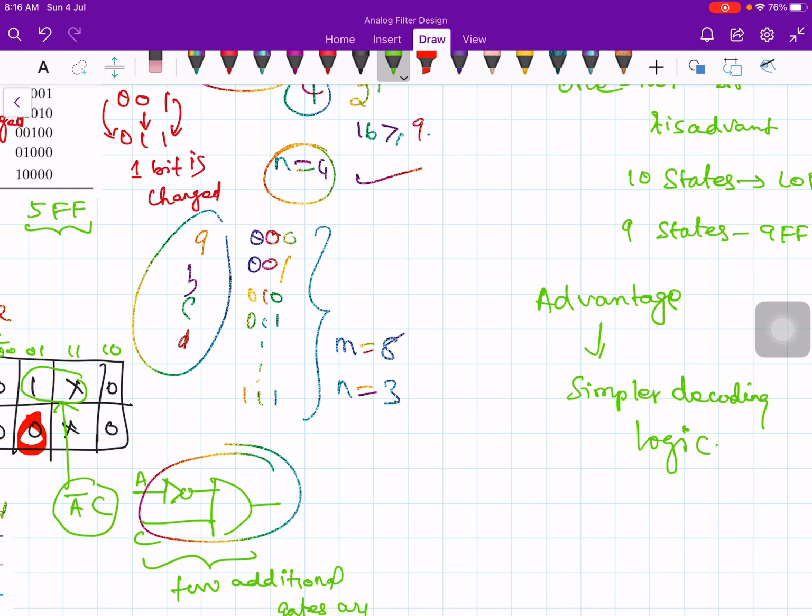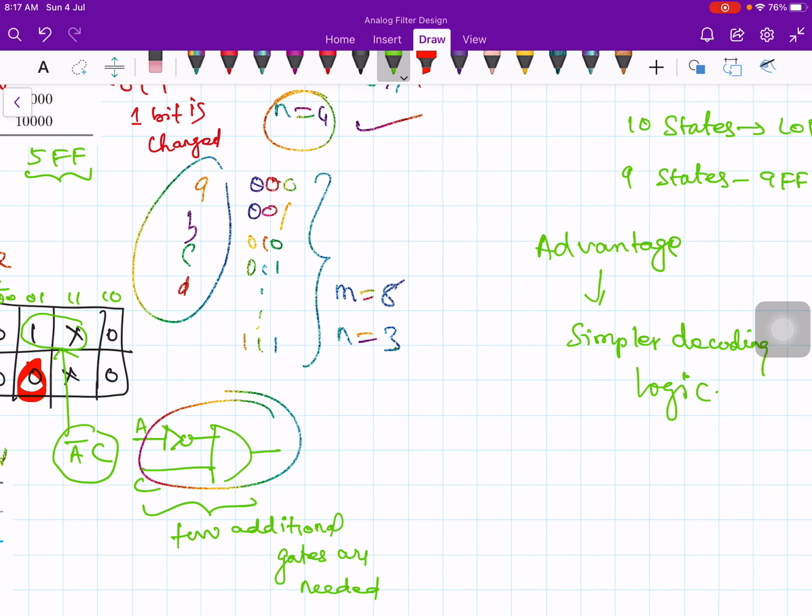Whenever you have simpler decoding logic, you are ready to compromise or spend a little bit of money, because generally when you design a computer or any system or communication circuit, encoding and decoding is a big process. So if you use this one-hot assignment, it leads to simpler decoding logic for the next state and the output. And moreover, one-hot machines can be faster.